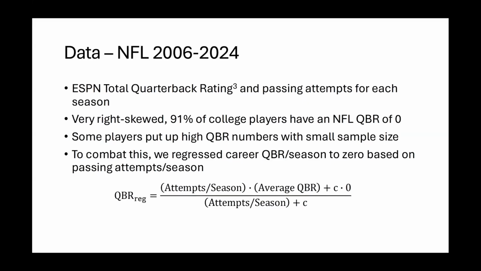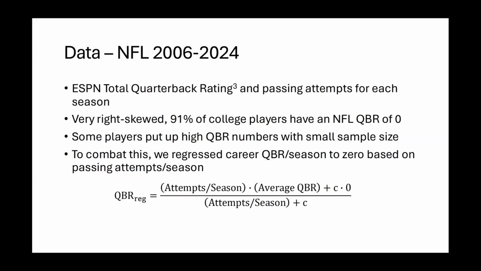We decided to use ESPN total quarterback rating as our response variable because it's an EPA-based variable that is scaled from 0 to 100, which therefore allows us to include quarterbacks who never played in the NFL and assign them a value of 0. We also got the passing attempts for each season. The data was very right skewed.